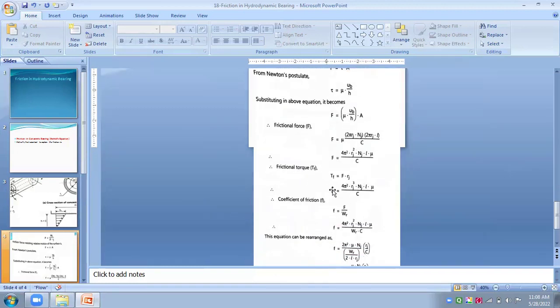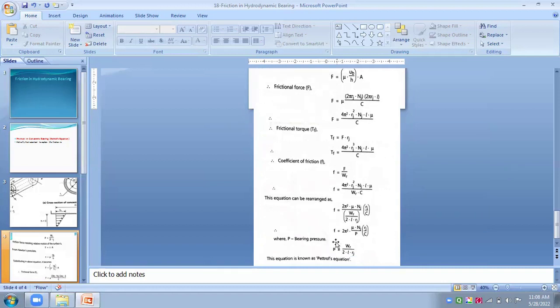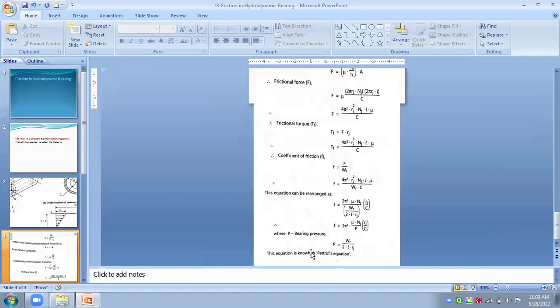So we get the frictional torque as T_f equal to 4 pi squared r_J cubed N_J L mu upon C, while the coefficient of friction small f is equal to the frictional force upon load. Rearranging this equation, we finally get f equal to 2 pi squared mu N_J upon P into r_J by C, where the bearing pressure P is W_R upon 2 L r_J. This equation is known as the Petroff equation.